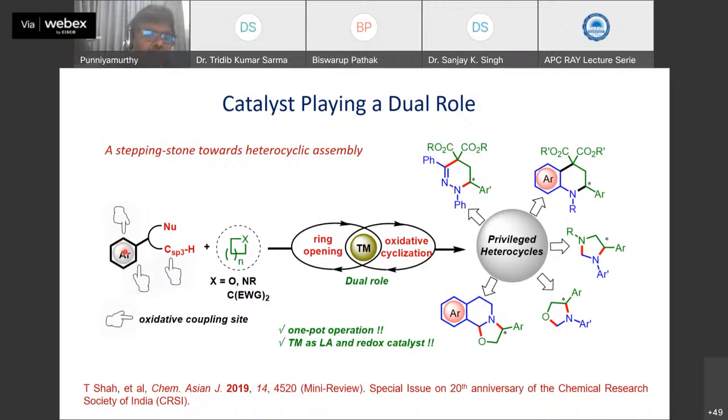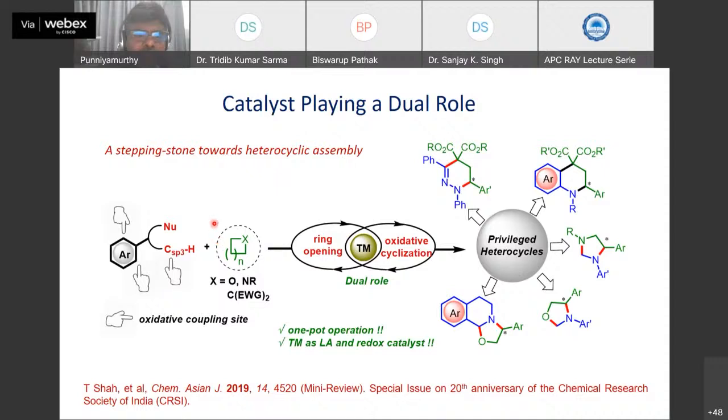So when you react this kind of substrate with the strained molecule, we are going to look at the reactivity of 3-membered cyclic compounds. The nucleophile can react here, open up. You have the intermediate. That intermediate can be further cyclized by a CH activation. It can be sp3 or sp2. This way, you'll be able to generate a variety of medicinally important 6-membered and 5-membered heterocyclic compounds with a broad functional group diversity. And here, 2 types of reactions are involved.